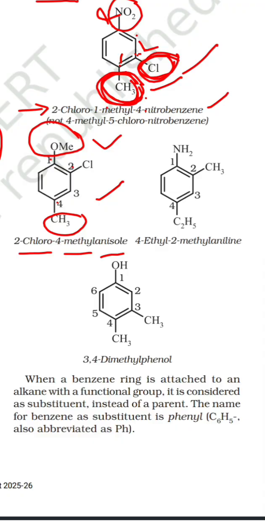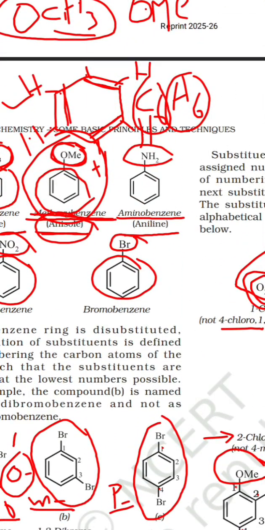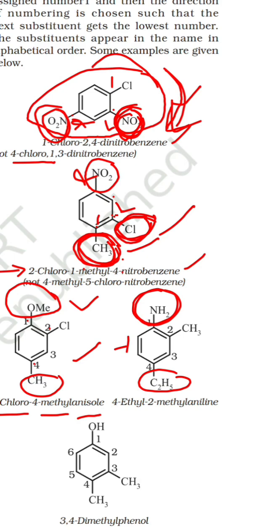And here an ethyl group is there and an amine group is there. Amine gets first preference because it is an aniline system. On a benzene ring, if NH2 is there, this compound is called aniline. So this system is the aniline system, and on that aniline system, at the fourth position an ethyl group is there, and at the second position a methyl group is there. So by following alphabetical order, 4 ethyl, 2 methyl, aniline is the name of the compound.